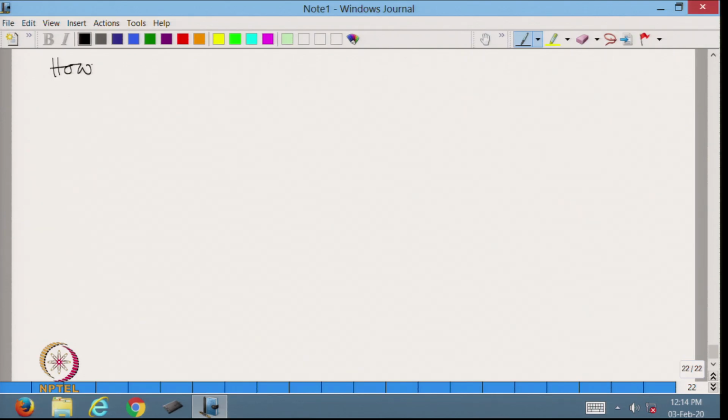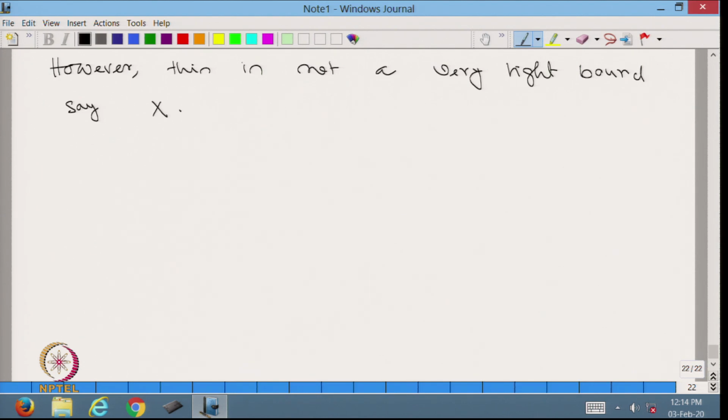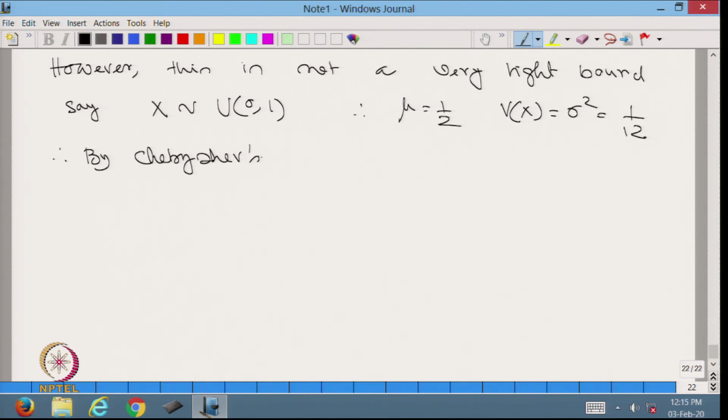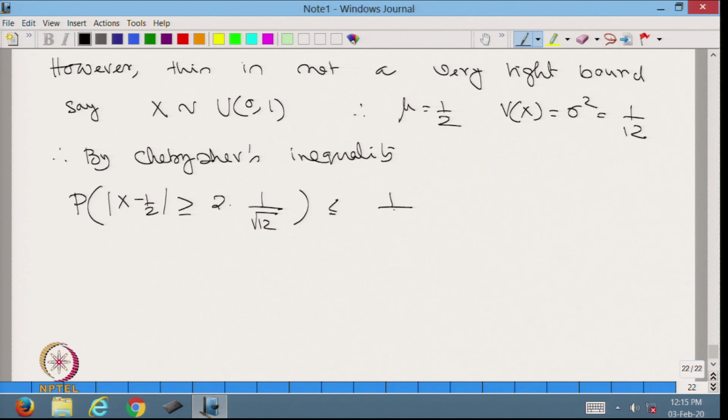However, this is not a very tight bound. Say x is uniform on 0 to 1, therefore mu is equal to half, and variance of x, that is sigma square, is equal to 1 upon 12. Therefore, by Chebyshev's inequality, probability modulus of x minus half greater than or equal to 2 times 1 upon root 12 is less than or equal to 1 upon 2 square, which is equal to 1 by 4.